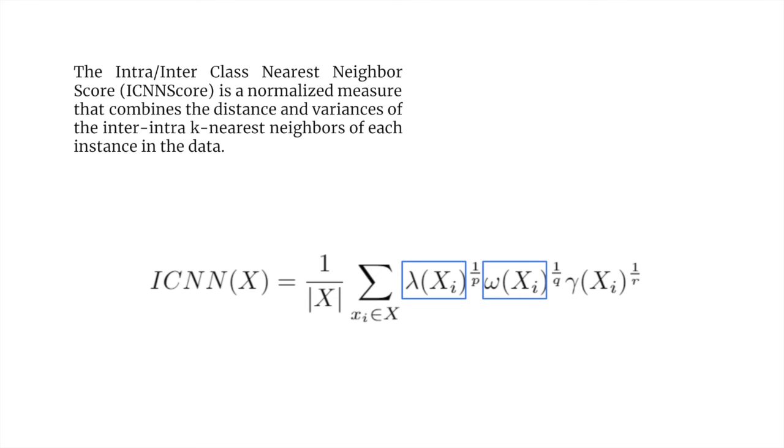Omega penalizes the distance variance of the neighbors. High variance is not desired because it increases the probability of overlapping among classes. Gamma describes the ratio of neighbor classes, where all the neighbors being in the same class of xi is preferred. We also have control constants to give different importance to the functions.